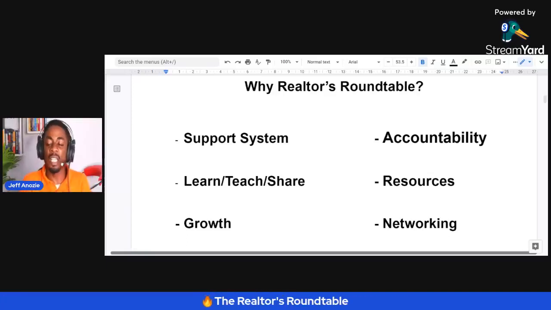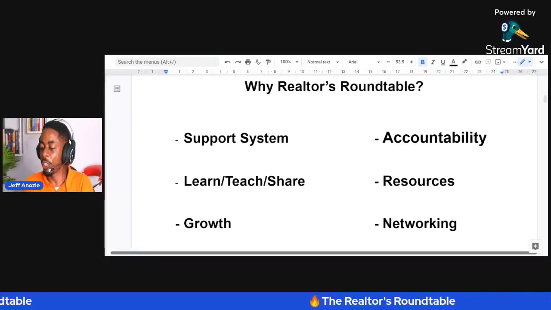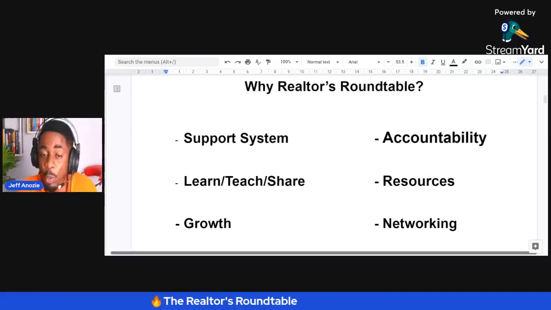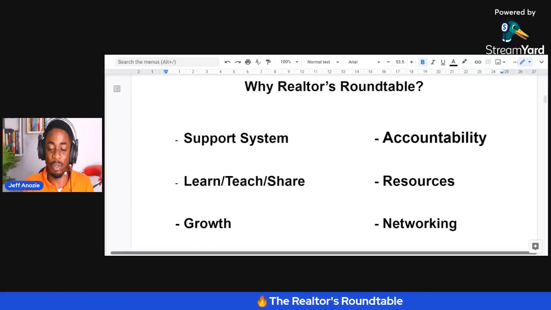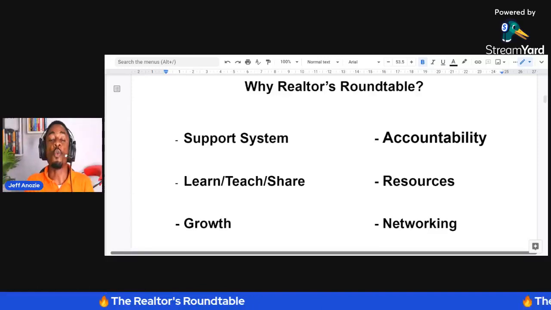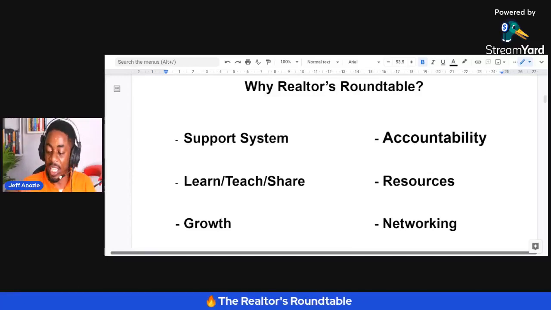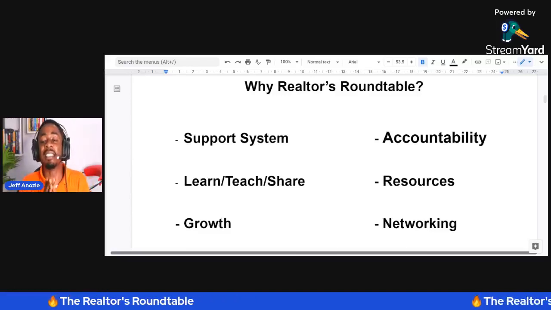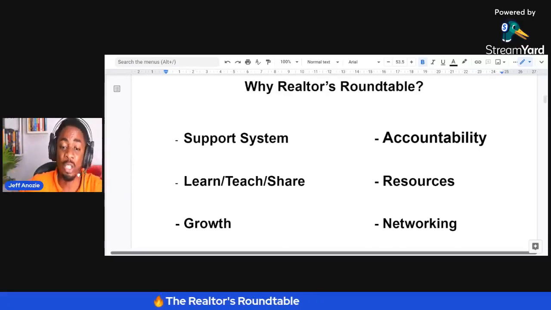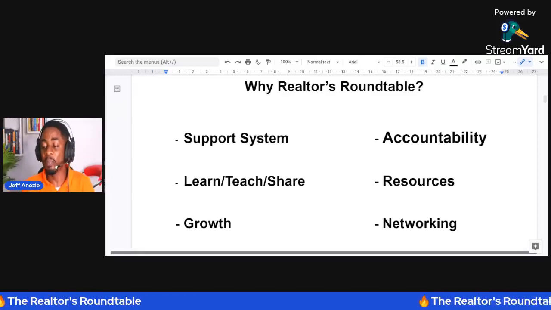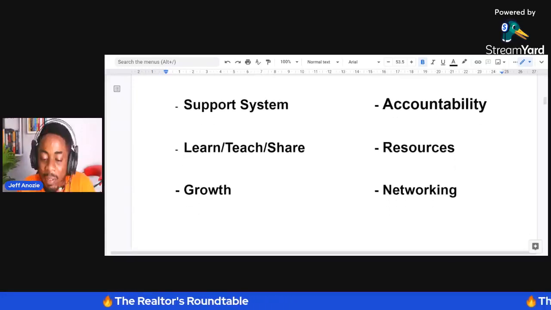We provide accountability for each other. If you've been coming for the on-site trainings, you understand what I am talking about. We share resources with each other. We are here to grow, help each other grow, and generally to network with each other. You can go fast alone, but if you really want to go far and sustain the tempo, going with a team is better. Those are the things we try to provide in the Realtors Roundtable.